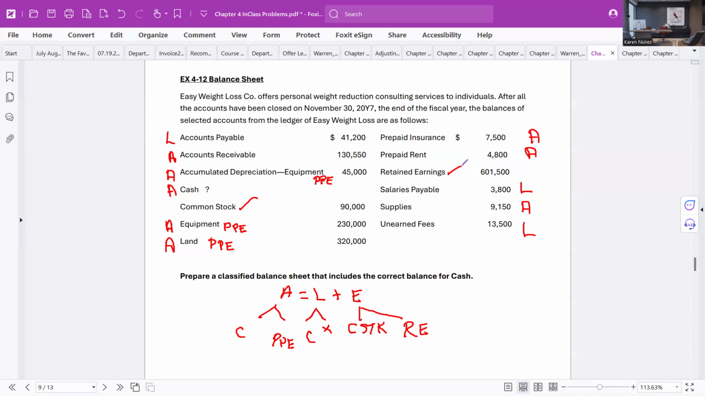Now the only hiccup, if you will, in this problem is they have not given us a cash balance. They've kind of given us a question mark here, which means we need to try to figure out what that cash balance is.